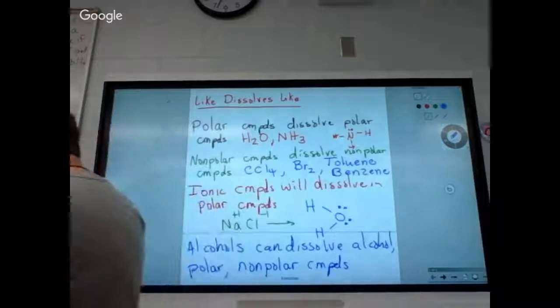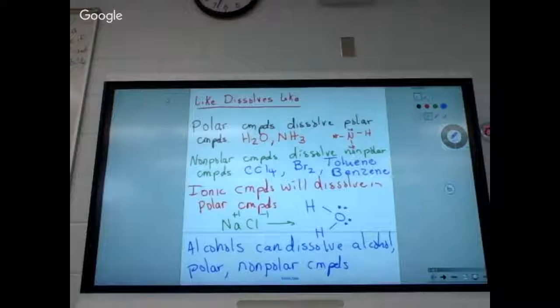I don't think you would. I would think they'd limit themselves to something like CCl4 or bromine, because those are the things you should be able to draw. Toluene and benzene are just common solvents. Now, we want to figure out if things are soluble or not.